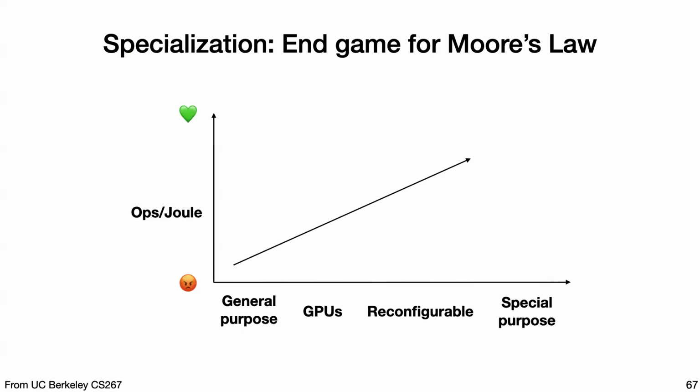And many argue that specialization is the endgame for Moore's law, in the sense that energy efficiency, operations per joule, is most efficient with special purpose hardware. Because of course, you can get rid of all the stuff that you don't need, and you just keep what you do. And to get maximum energy efficiency, you should just focus on that.